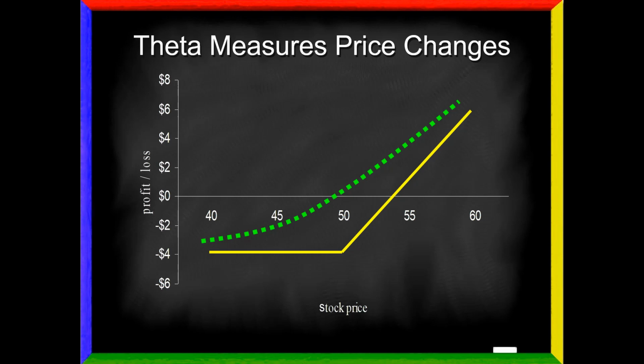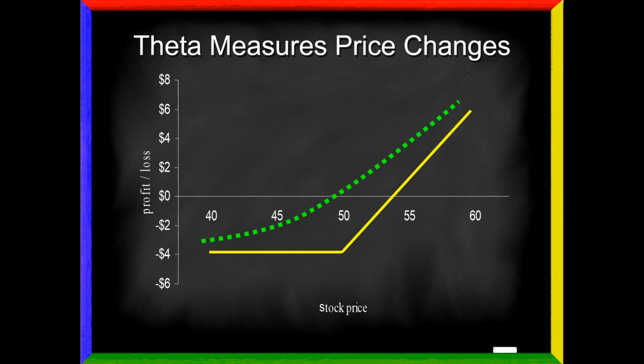So for example, here's the way that you use the graph. We're coming into expiration. I've got this option. I want to know what my value is going to be if the stock is 55. I find 55 on the horizontal axis, I trace a line up to the yellow curve, and I look left. It tells me my option's going to be worth $1.